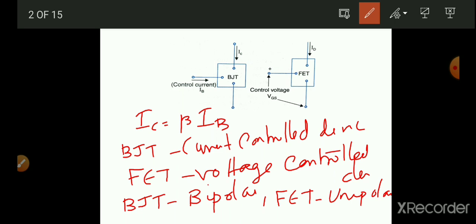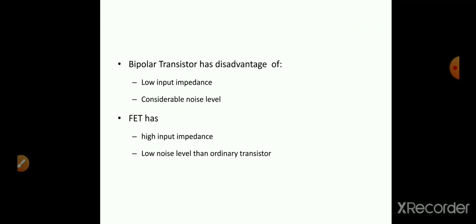BJT and FET applications are almost similar, but BJT has some disadvantages. They are: BJT has low input impedance and it has considerable noise level. Noise level is mainly due to minority carriers. These disadvantages are overcome by the field effect transistor.